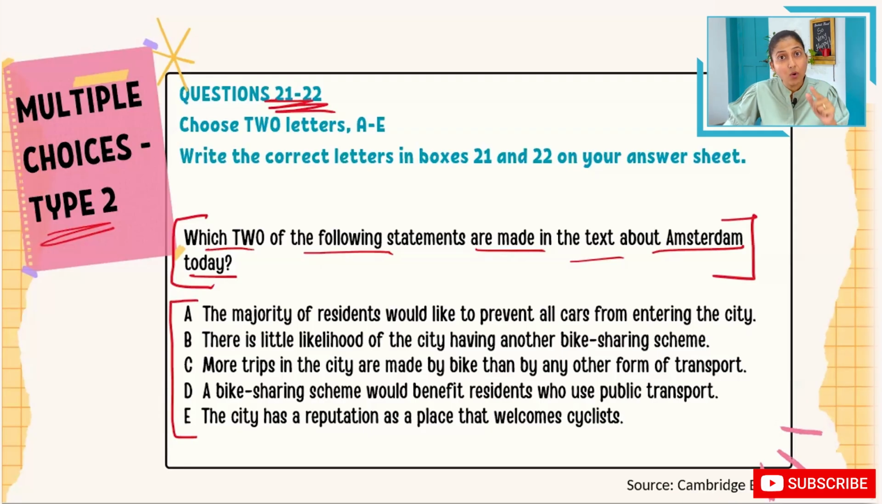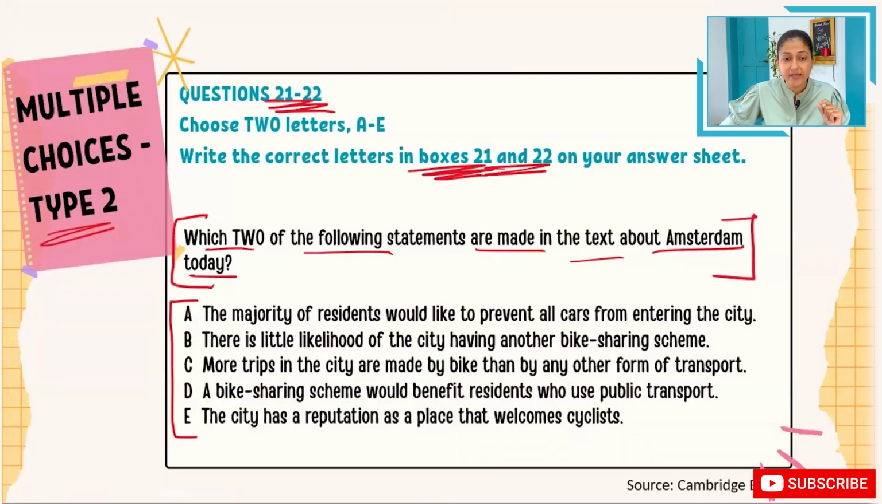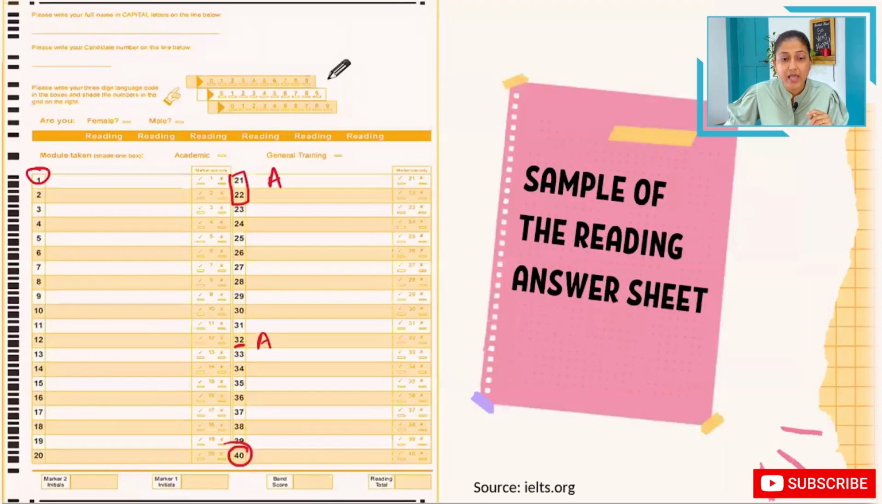Okay. Now what would you do? You would write these answers in the boxes 21 and 22 on your answer sheet. Look at this. So these are your boxes 21 and 22. And let's just say, for example, your correct answer is A and C. So here you will write A, and in the box 22 you will write C.